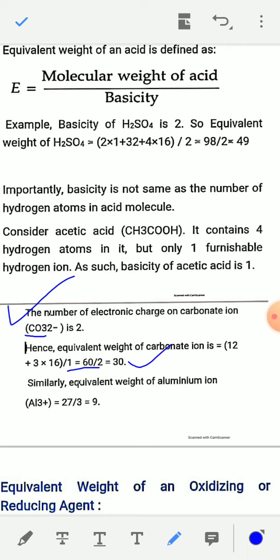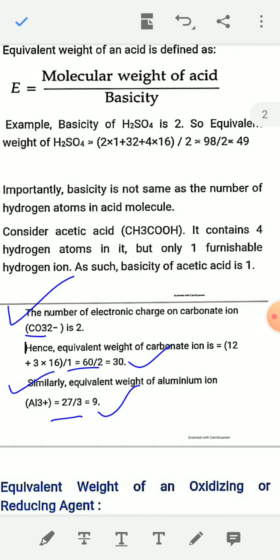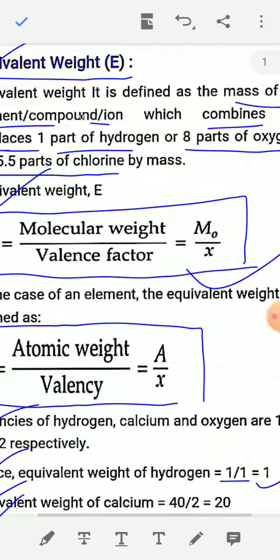Similarly, for the aluminium 3+ ion, the equivalent weight is the atomic weight of aluminium, that is 27, divided by the valency of aluminium 3+, that is 3. So 27 divided by 3, that is 9, is the equivalent weight of the aluminium 3+ ion.